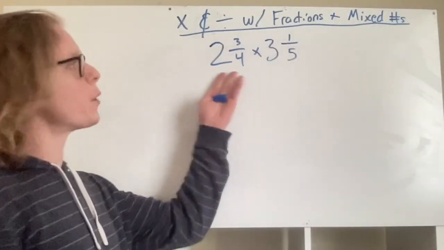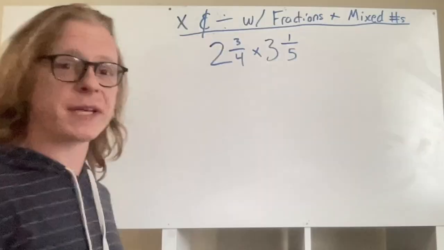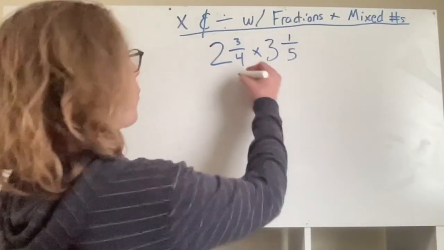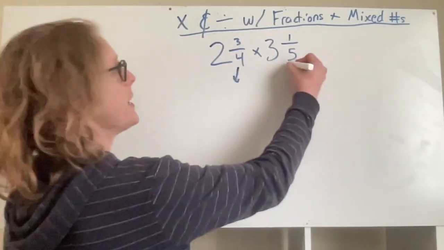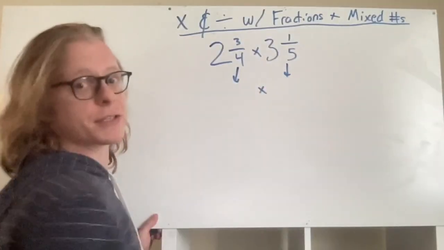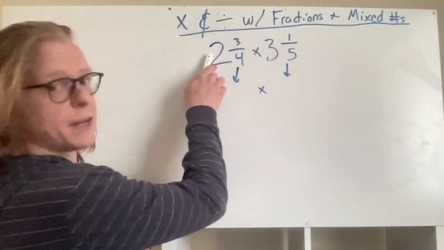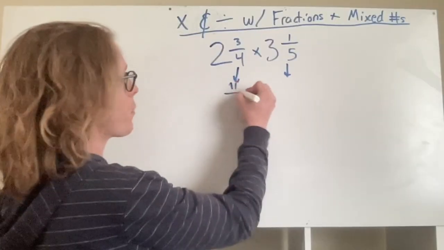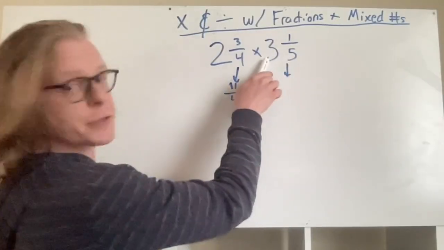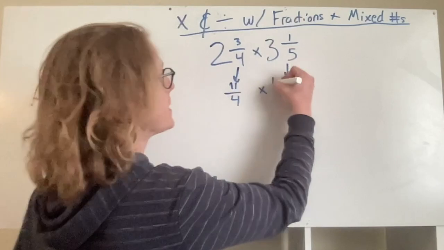Okay, so what do we do when we have to multiply with mixed numbers? Okay, what we do is we're going to turn our mixed numbers into improper fractions. 4 times 2 is 8, plus 3 gives me 11/4. 5 times 3 is 15, plus 1 gives me 16/5.